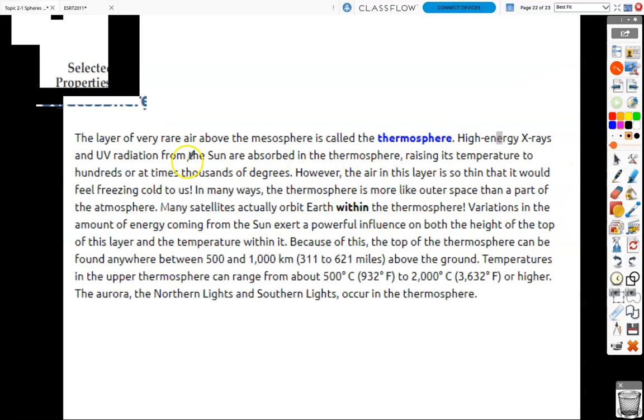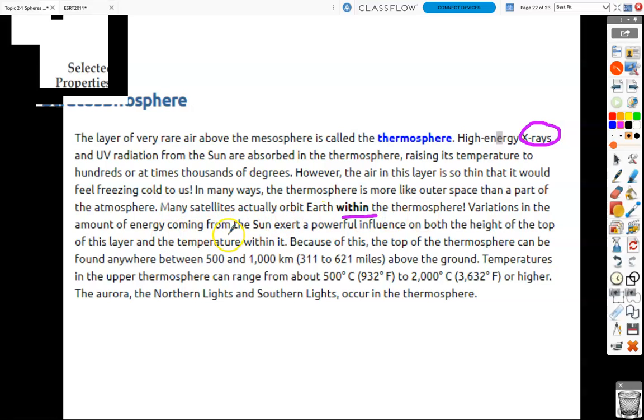And then your thermosphere. The layer of very rare air above the mesosphere is called your thermosphere. High-energy X-rays and ultraviolet from the sun are absorbed in the thermosphere, raising its temperature to hundreds or at times thousands of degrees. So collecting all these X-rays will cause the temperature in the thermosphere to really skyrocket. However, the air in this layer is so thin that it would feel freezing cold to us. In many ways, the thermosphere is more like outer space than any part of the atmosphere. Many satellites actually orbit Earth within the thermosphere.